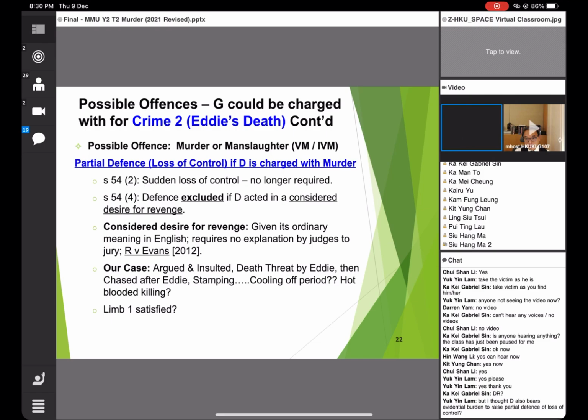So in our case, there was an argument, there were the insulting comments from Eddie to George, and also there was the death threat, and Eddie was being chased after. George went out when Eddie tripped over. George stamped on Eddie's head. Eddie died. I would say that there was no cooling off period, and there was no considered desire for revenge. There was no plan, premeditated, considered desire for revenge here. It is more like what we call a hot-blooded killing here. So I would tend to argue that limb 1 is satisfied, because it would have fulfilled all the limb 1 elements. Okay?